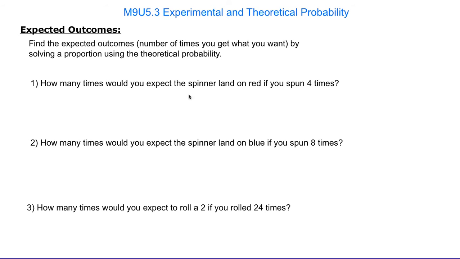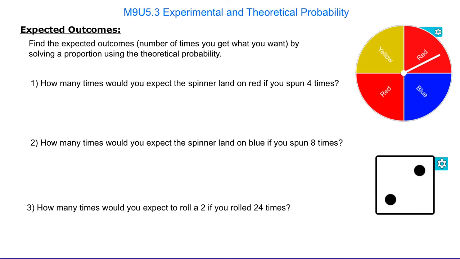All right. So this is expected outcomes, and when we're looking at some expected outcomes, we're really solving a proportion. Let me give you an example. How many times would you expect a spinner to land on red if you spun 4 times? Well, okay, let's spin it. So there, oh, I got one. I got another one. I got another one. And, oh, I got all of them red, right? That's fantastic, but it's probably against the laws of probability, right? That's less probable to happen.